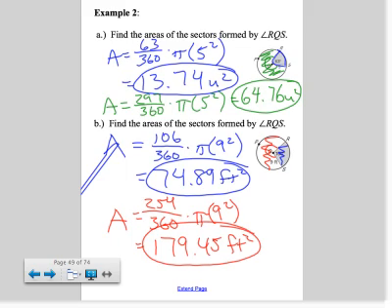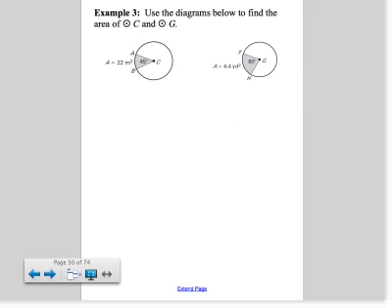And that's the area of a sector. If you want to set these up using proportions, you can. For me, it's always been easier to say area of the sector equals arc measure over 360 times pi r squared. Okay, use the diagrams to find the area of circle C and the area of circle G.